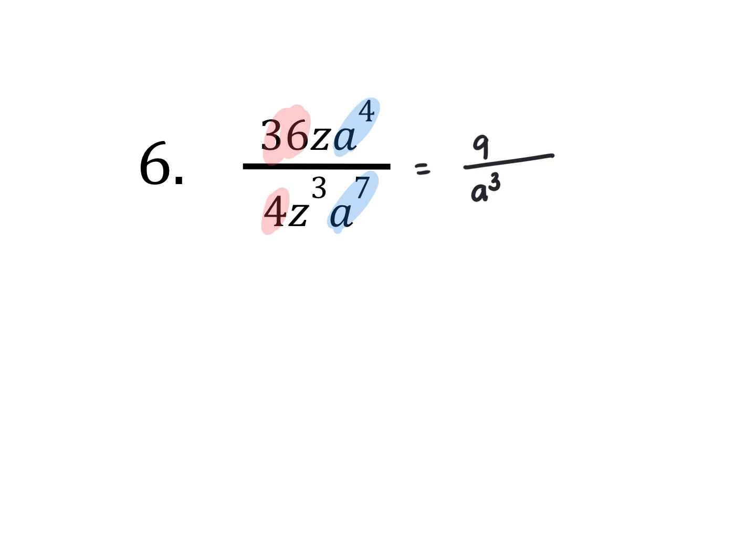And now I'm going to look at my Z's. I have Z to the 3rd and Z to the 1st. That's going to give me a Z to the 2nd when I subtract them. Because my Z to the 3rd is on the bottom, I'm going to put my Z to the 2nd on the bottom. And that's going to be it for number 6.